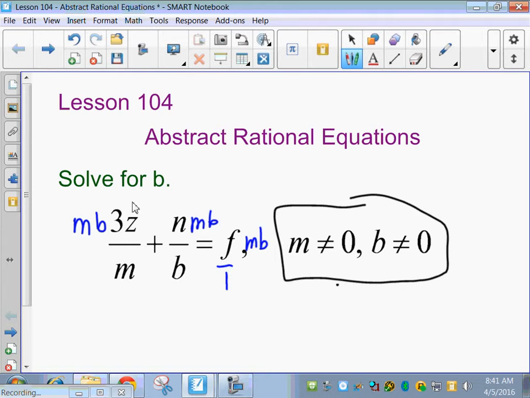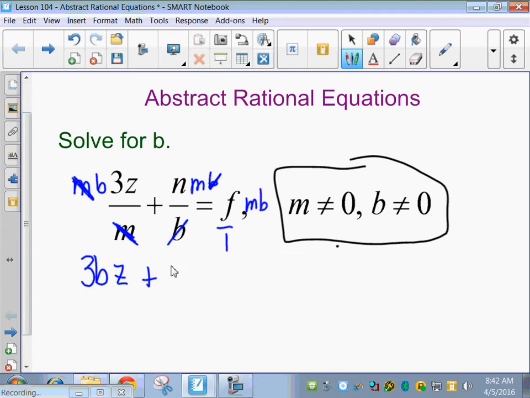So then in the first fraction, the m's cancel. We multiply those together, and normally we could put the coefficient, the number, in front. So make sure you put the 3 in front, and then bz or zb is the same thing, okay? Plus, now I'm going to cancel the b's on this one, and I get nm. And on the right-hand side, I get fmb, over 1, which we don't need. So I got rid of all the fractions first. That's always the first step.